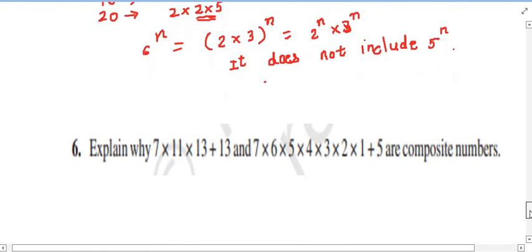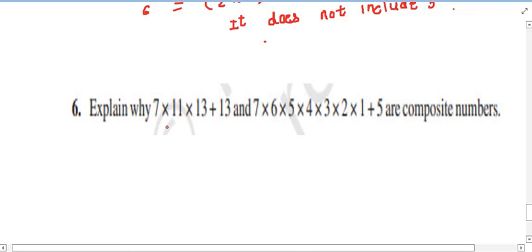So now we will do question number 6. In question number 6, we have to explain why these two given numbers are composite numbers. So let's first do a recall or recap of the prime numbers and composite numbers.